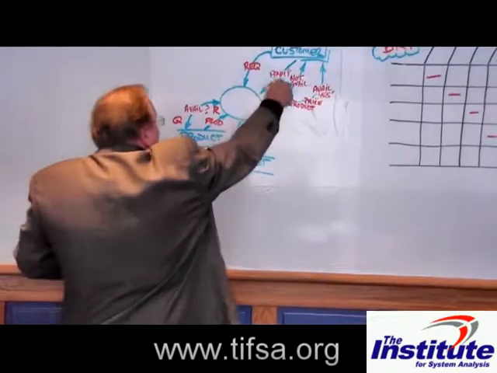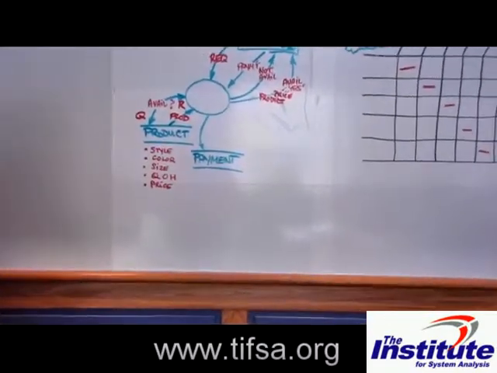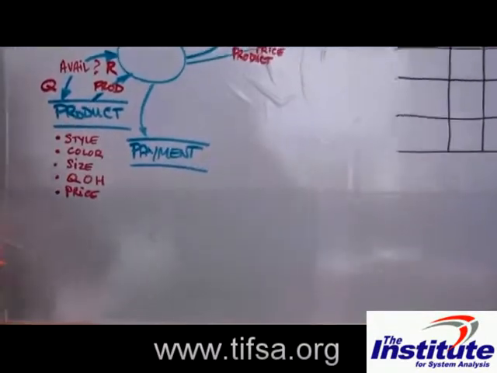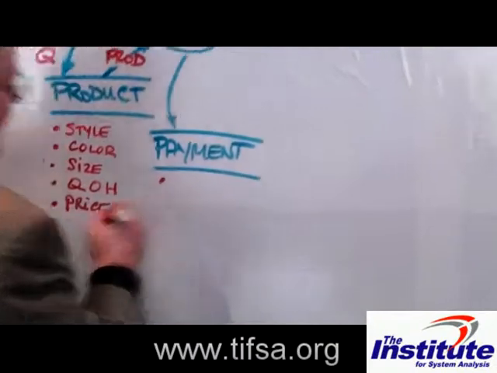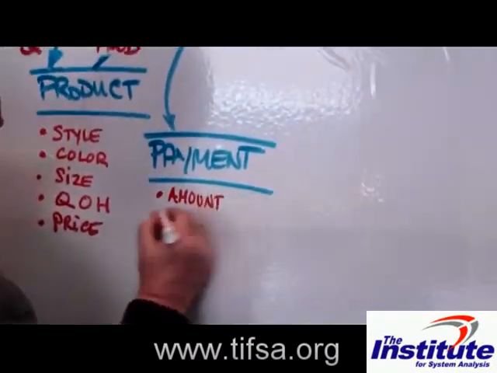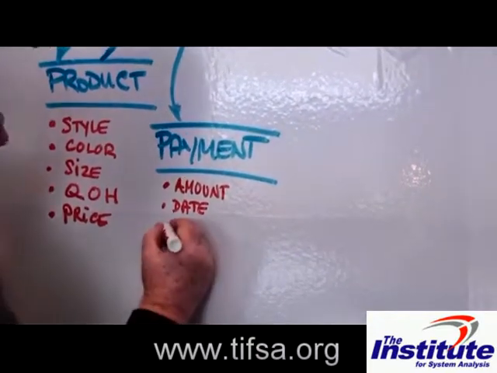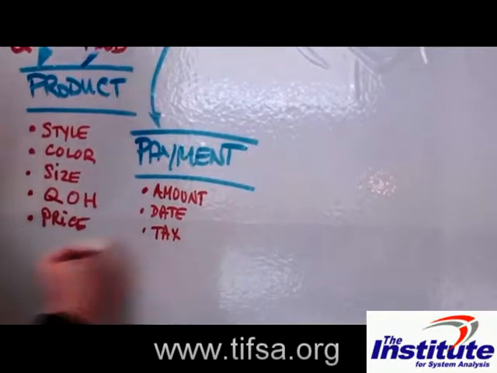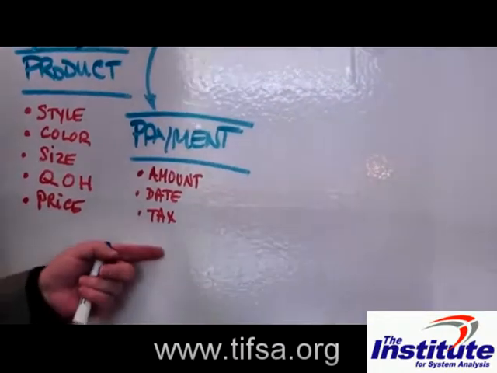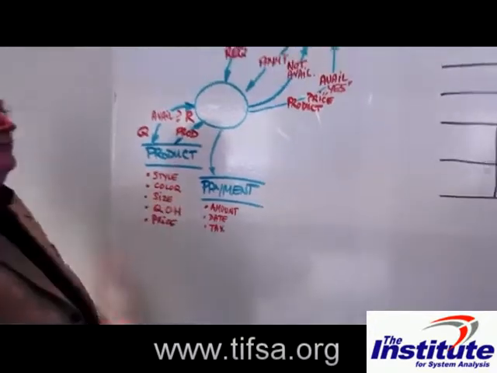But for now, we're going to take this payment and we're going to record that payment there. What information are we going to record? Well, our subject matter experts will tell us things like, we'll record the amount. We'll record the date of the transaction. We'll record the sales tax, perhaps. And there may be other things, but this is more than two. All we need is two or more. So we'll keep track of that stuff.